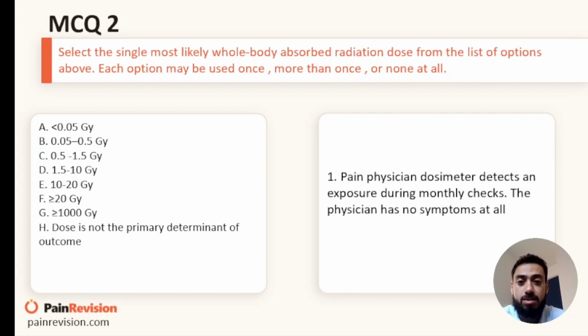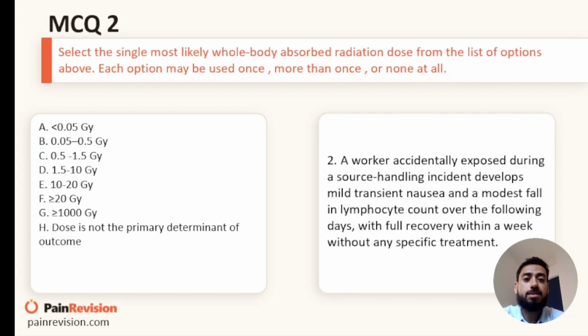Okay, the second stem is talking about a worker who is accidentally exposed to a source handling incident and developed some transient gastrointestinal symptoms and some drop in their lymphocyte counts, but then they've recovered on their own accord without any treatment. So have a think about the answer and we'll go through it together in just a moment.